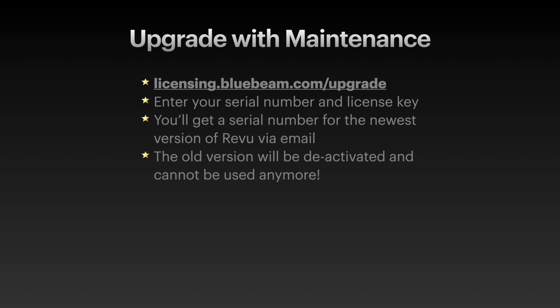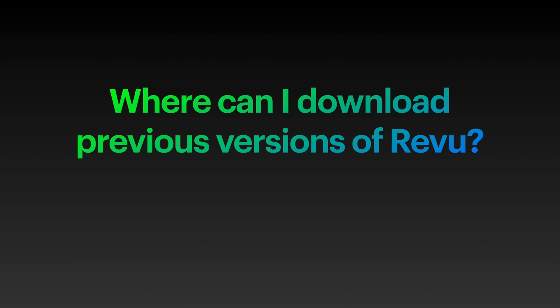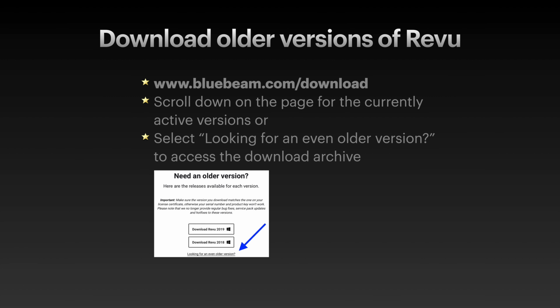Good, so that's about maintenance and upgrades. The last question for today is, where can I download previous versions of Revu? What happens a lot is that people deregister and uninstall the software, then they want to install it on a new computer, they go to bluebeam.com, which is a good point to start, and they only see the download link for the very newest version. In fact, the old versions are not really hidden, but you still need to know where they are.